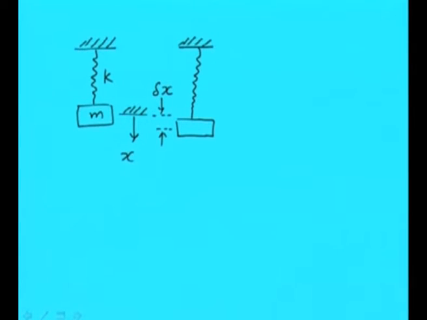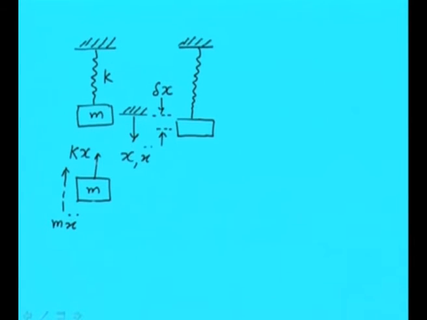If we see the forces acting on this mass when it is at displacement x, we neglect gravity, because now we are considering the static equilibrium position as the reference. So the spring force will act upward and the acceleration is downward. So the inertia force will be acting like this.